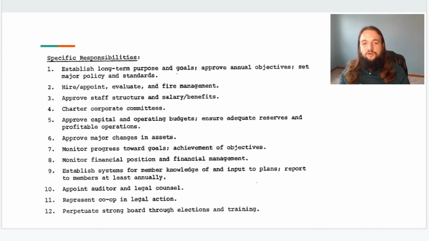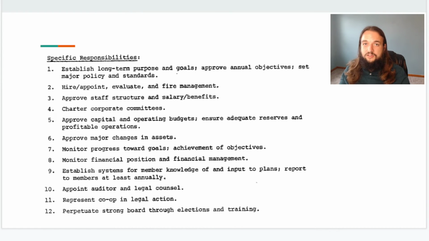Establish systems for member knowledge of and input to plans, report to members at least annually. I say that every month they should get a good copy of the minutes of the board meetings at least. Appoint an auditor and legal counsel.